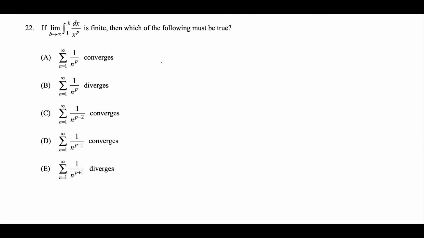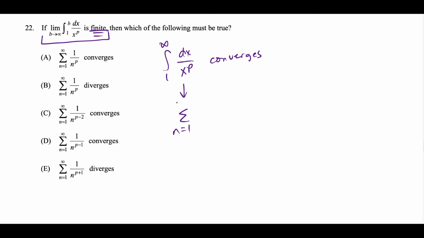So for question 22, we're using a direct application of the integral test. And for the integral test, if I had the integral from 1 to infinity of dx over x to the p, then the way I would evaluate to see if this integral converges or diverges is I would evaluate this corresponding limit, which in the question they tell us that this limit is finite. So that means that this improper integral converges, it has finite area, which means the corresponding series from n equals 1 to infinity, 1 over, instead of x to the p, we're using n to the p, also converges. So this tells us the solution is going to be choice A.